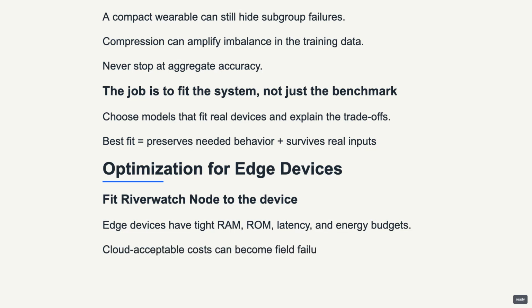A model that feels ordinary in the cloud can become too expensive on a small processor. Extra milliseconds, extra memory, or extra power draw can turn into missed events, overheating, or a dead battery.